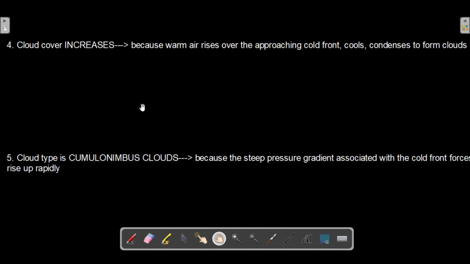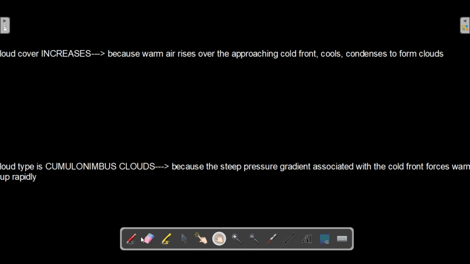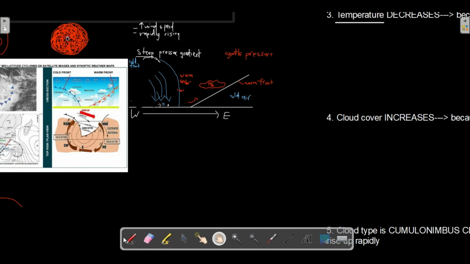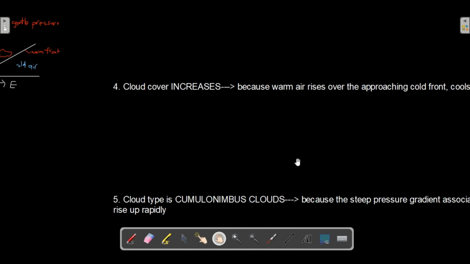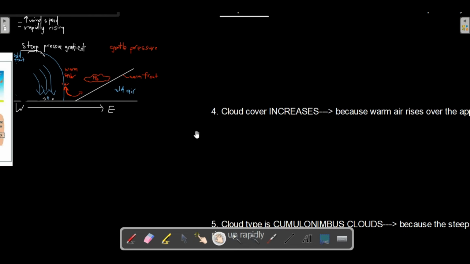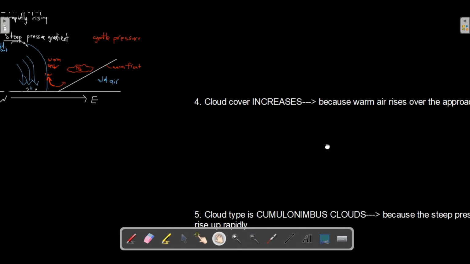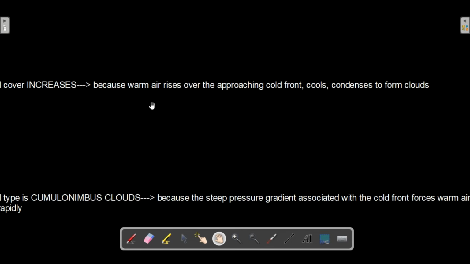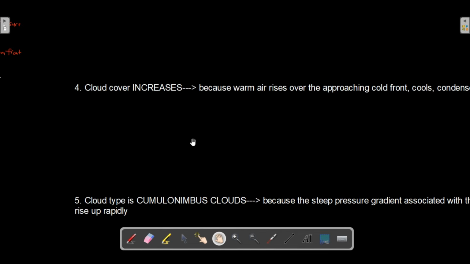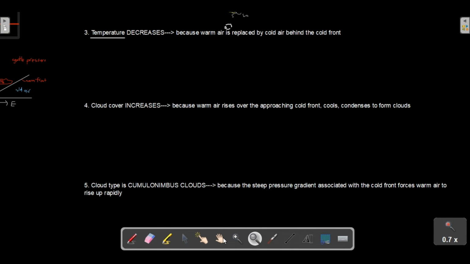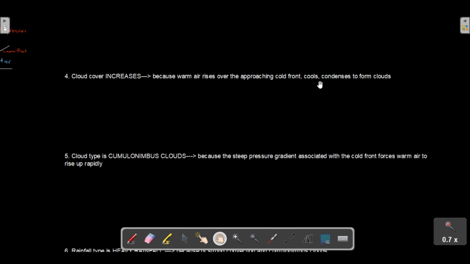The cloud cover increases. From having no clouds, now you have cumulonimbus clouds. The reason why is because the warm air, if you were in the warm sector, rises up, cools down, condenses, forms cumulonimbus clouds. So from clear skies to full clouds. Now we are forming clouds. So the formation of clouds increases cloud cover. That's what we're basically saying. I don't want to make it complicated. Because warm air rises over the approaching cold front, it cools, condenses to form clouds.